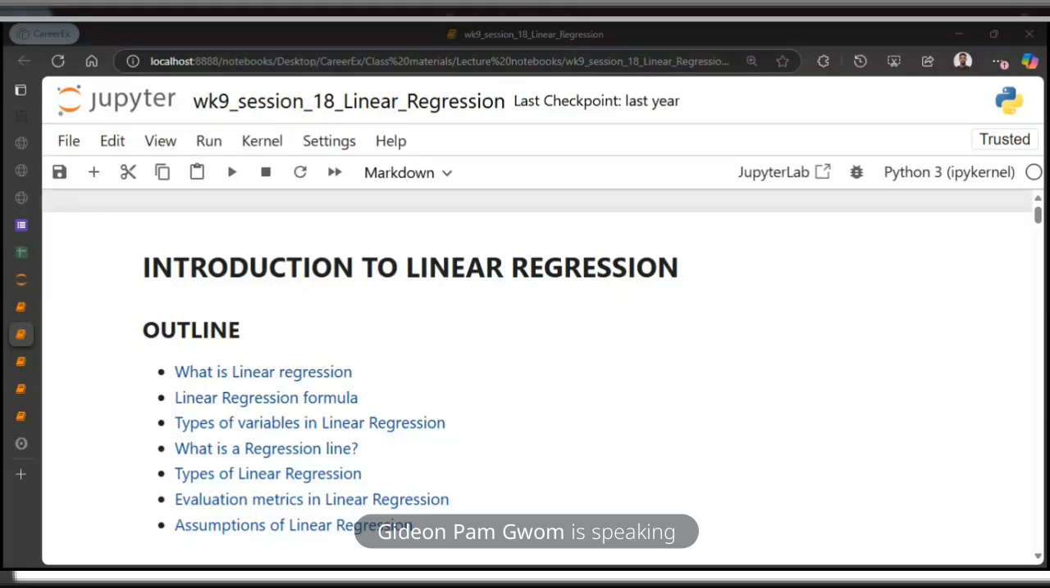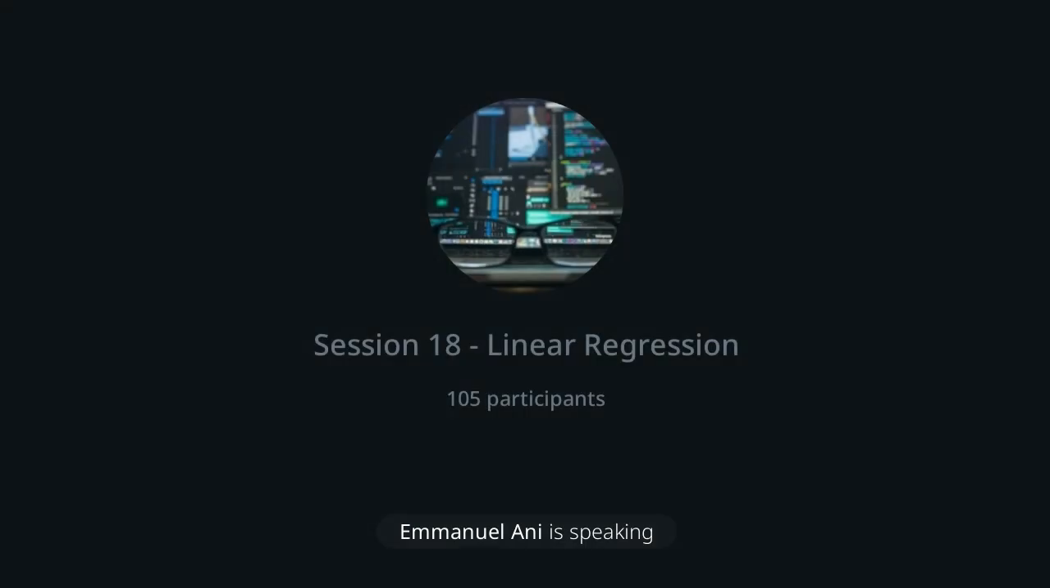It's something I've been anticipating, but I just want to get clarity. The independent and dependent variable, is it also the same as feature matrix and target vector? Yeah, it's the same thing.